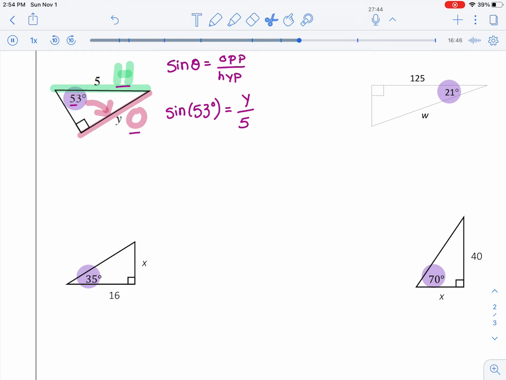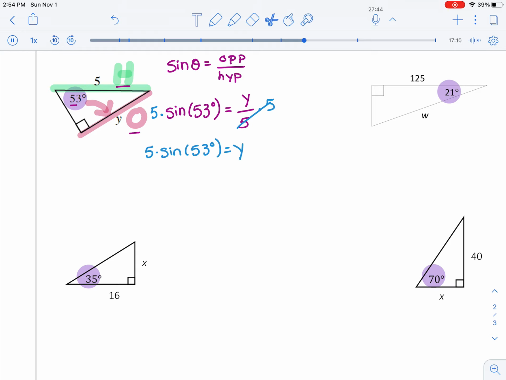So I'm going to multiply both sides of my equation by 5, and get that 5 times the sine of 53 degrees equals y. Which isn't too bad. But I need to somehow figure out what 5 times the sine of 53 degrees is.